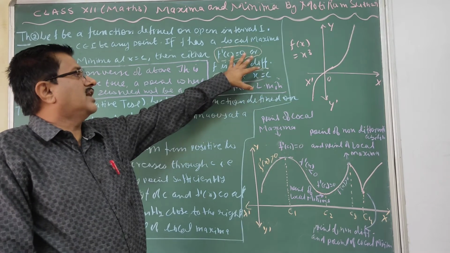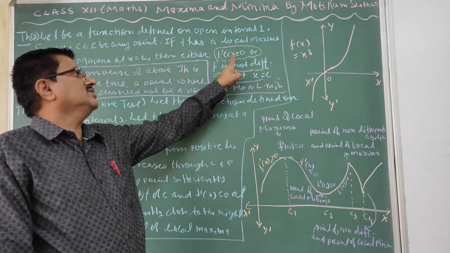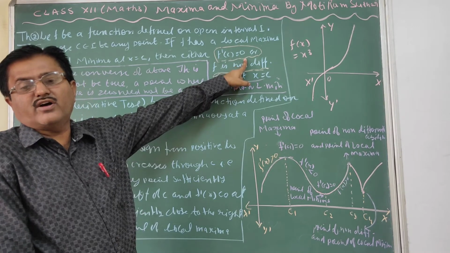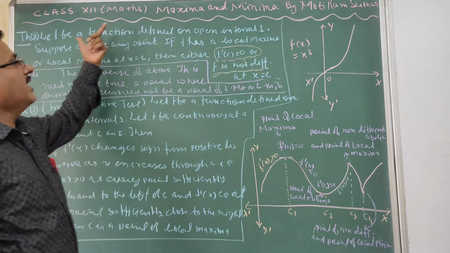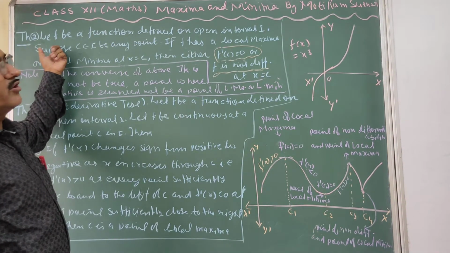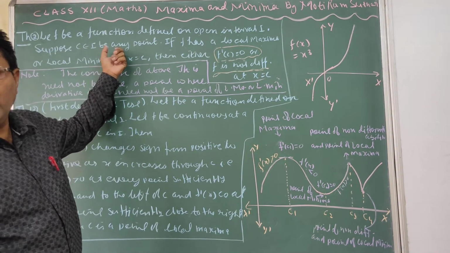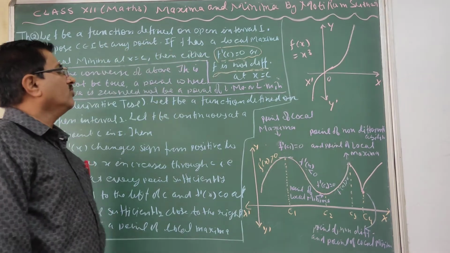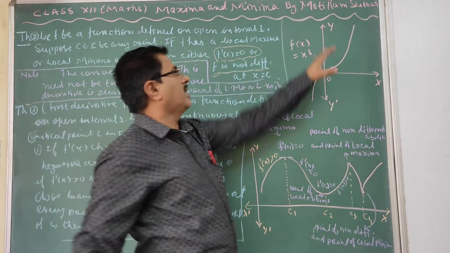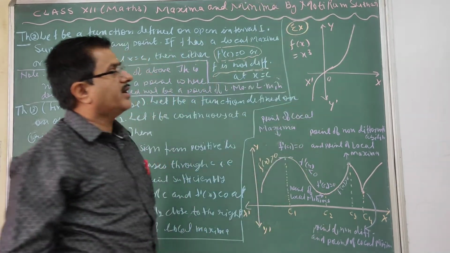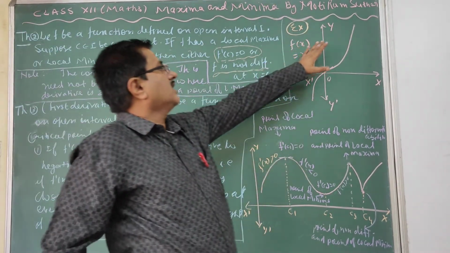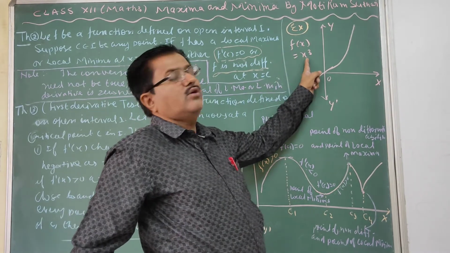This is clear. Converse, what does it say? If f dash c equal to 0, meaning the derivative of a function is 0, then at that point does the function have maxima or minima or not? This is the converse. For that we have taken one example. What does this example explain? We are given the function f(x) equal to x cube.